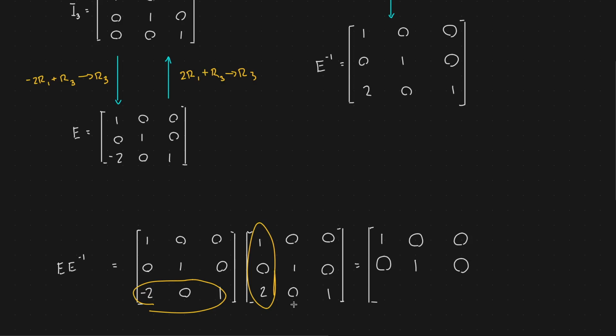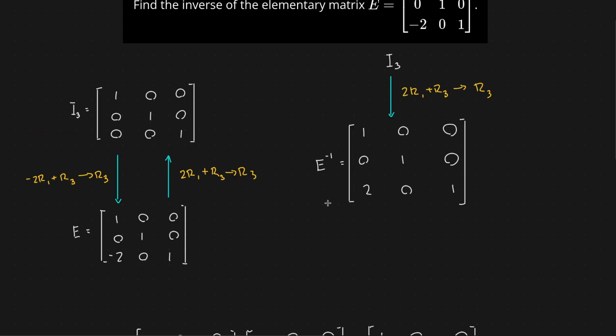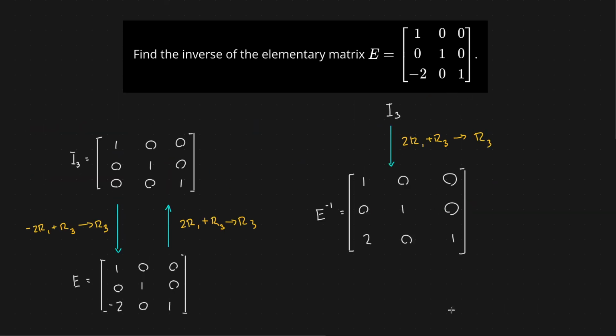Row 3, column 1, this is where we have to be a little bit more careful. We get -2 plus 0 plus 2. -2 plus 0 plus 2 is 0. Row 3, column 2, their dot product, we get 0 there. And row 3, column 3, we take the dot product of those, we're going to get 1. Which is the identity matrix. And so we got what we said we would get. We have confirmed the result. This is indeed the inverse of the original elementary matrix.